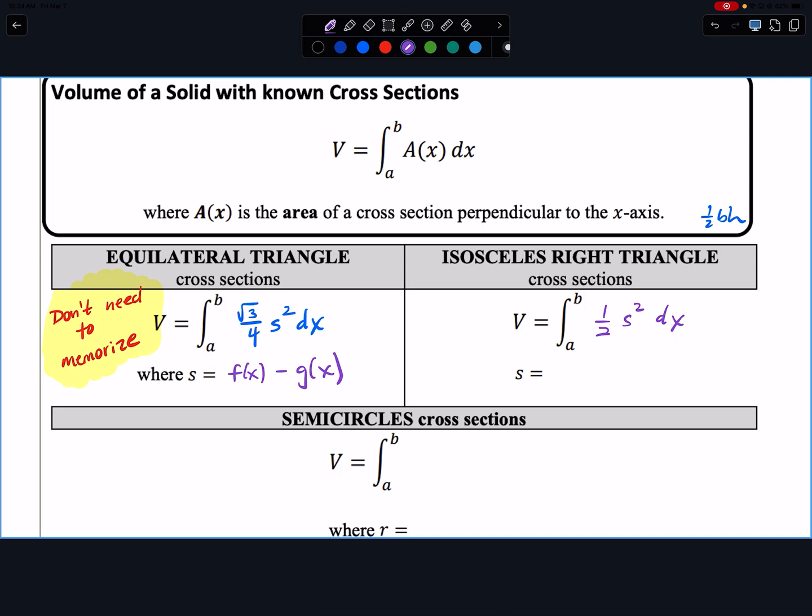Because if it's isosceles, do you guys agree that the side, and if it's a right triangle, it looks like that, right? Isosceles means that the two legs are going to be the same. So if this is S and this is S, that's why it's S squared. Does that make sense? Okay. S is going to be still f of x minus g of x.